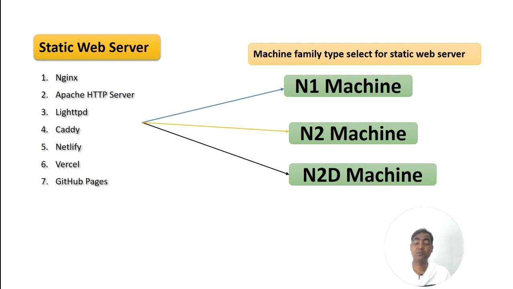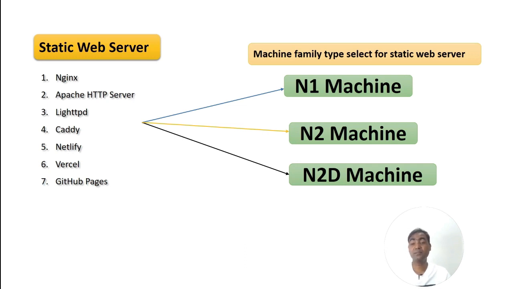N1 machines are a good choice for budget-conscious users. They are the least expensive of the three machine family types, but they still offer good performance for most web applications. N2 machines are a good choice for users who need a balance of performance and cost. They offer better performance than N1 machines, but they are also more expensive.